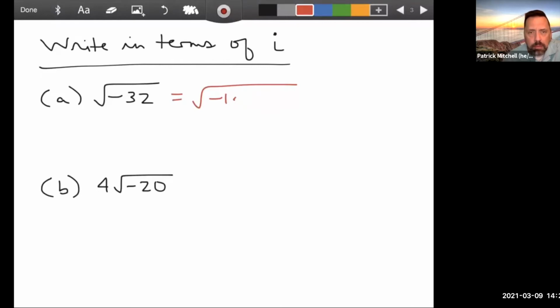So this part is basically just simplifying the square root of 32, which you already know how to do. So I'm going to write that 32 as 16 times 2. And now the square root of -1 is I. The square root of 16 is 4. And the square root of 2 is just the square root of 2. So I would write this answer as 4I times the square root of 2.